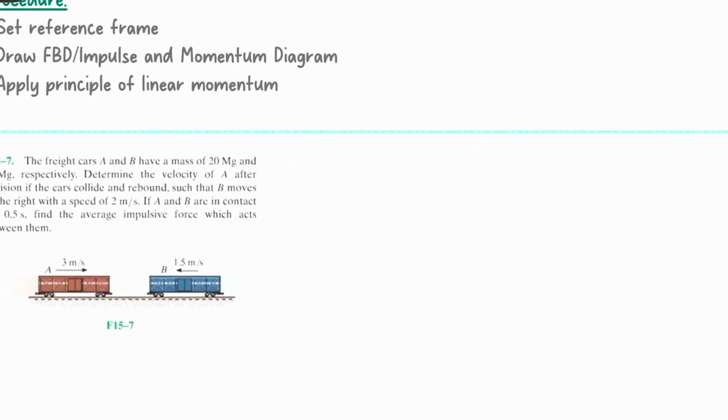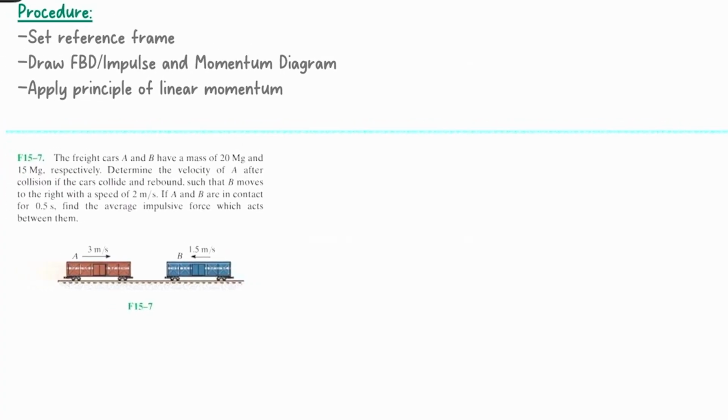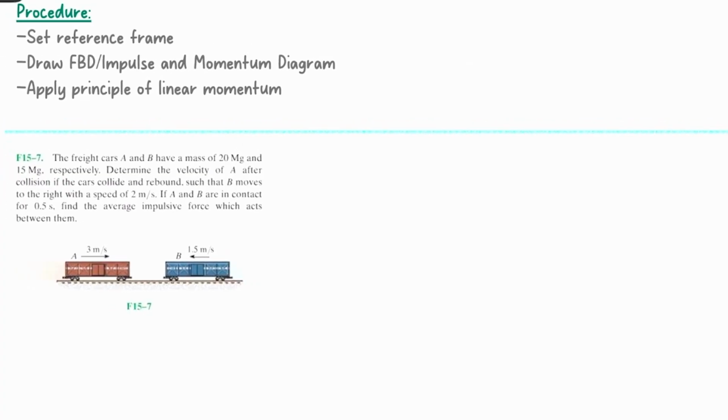We have this system right here. We have these freight cars that are going to collide against each other, freight car A and B. The mass of A is 200 million grams, and the mass of car B is 15 million grams. They're asking us to determine the velocity of A after the collision if the cars collide and rebound, such that B moves to the right with a speed of 2 meters per second. If A and B are in contact for 0.5 seconds, find the average impulsive force which acts between them.